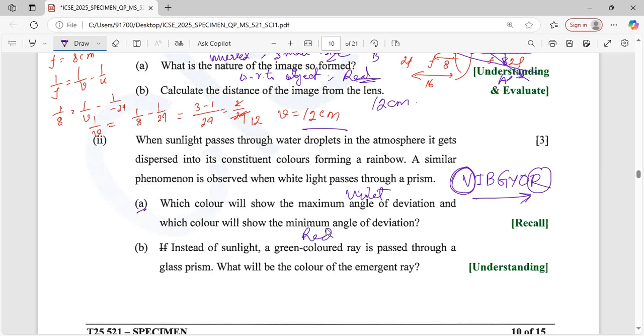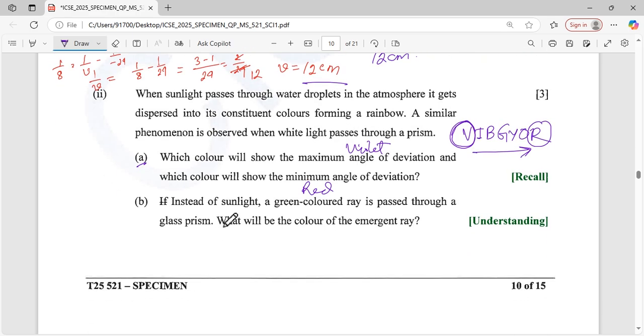Okay. Now, instead of sunlight, green color rays pass through the glass prism. What will be the color of the emergent ray? Very easy. The prism looks like this. A prism shows dispersion, but if the incident color is green, the color coming out from the prism is also green.